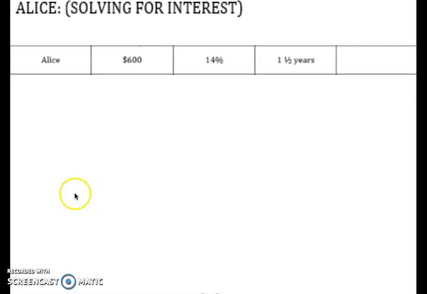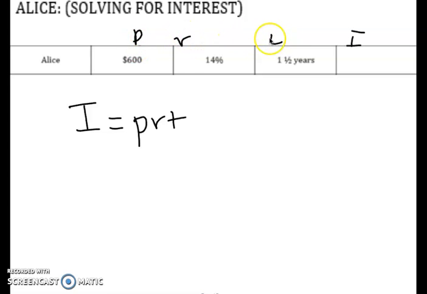The first person that we are going to talk about is Alice. We want to know how much interest Alice makes when she deposits this money in the bank. So in order to determine, we are going to use the formula I equals PRT, okay? And we don't know the interest. We know her principal, we know her rate, and we know the time.